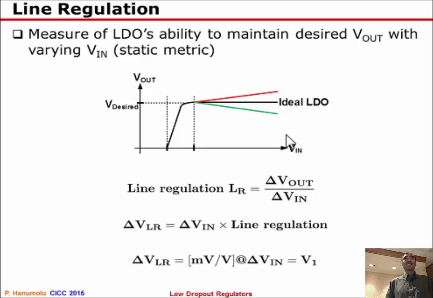That would be a very good LDO. One more thing I would like to point out is that this line regulation, at least for today's talk, I'm going to treat as a static metric, meaning I'm going to change V in from, let us say, 1.5 volts to 1.2 volts, wait a day, and then see what the output is. That's what I mean by the static metric, because there is another parameter which will define the dynamic behavior, meaning you change V in rapidly and see how the output behaves. That is not what I will refer to as line regulation.